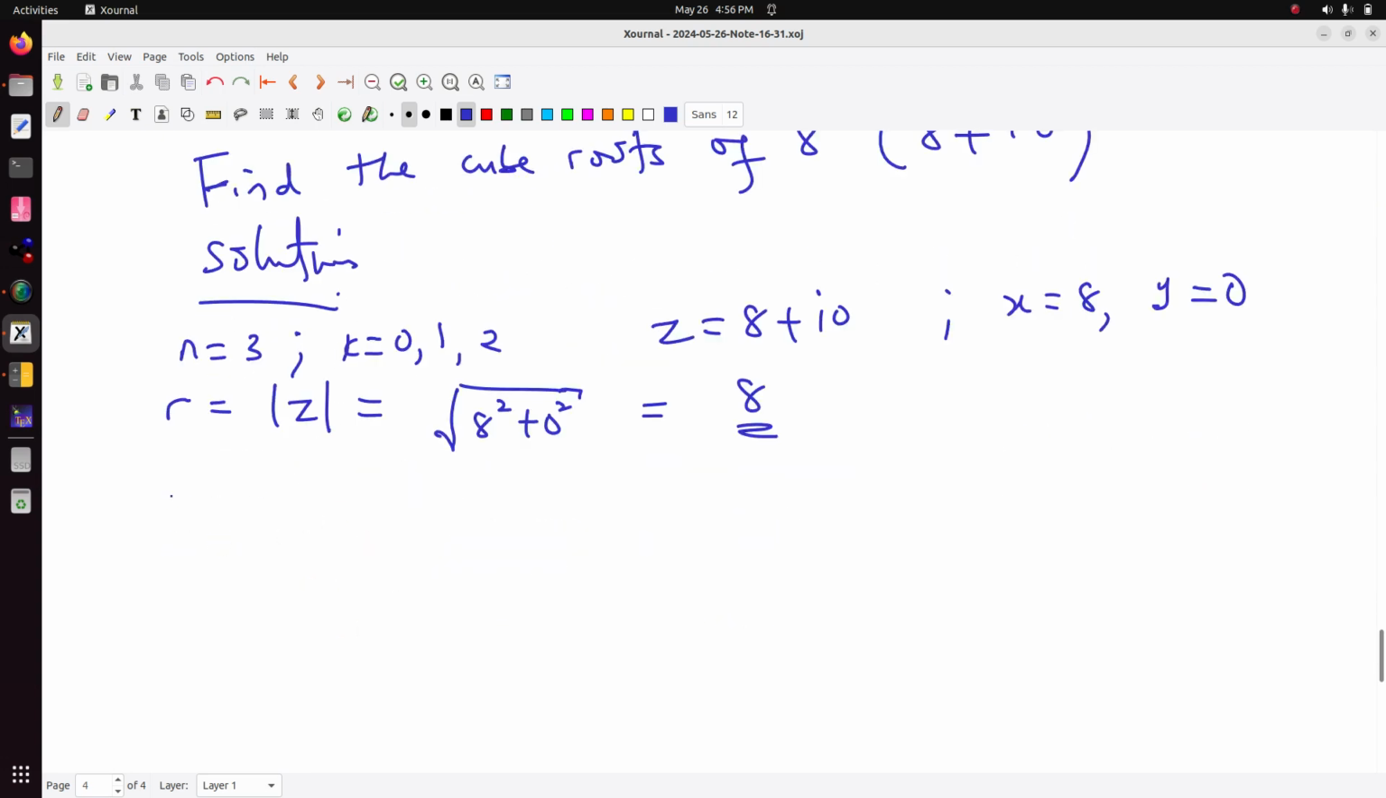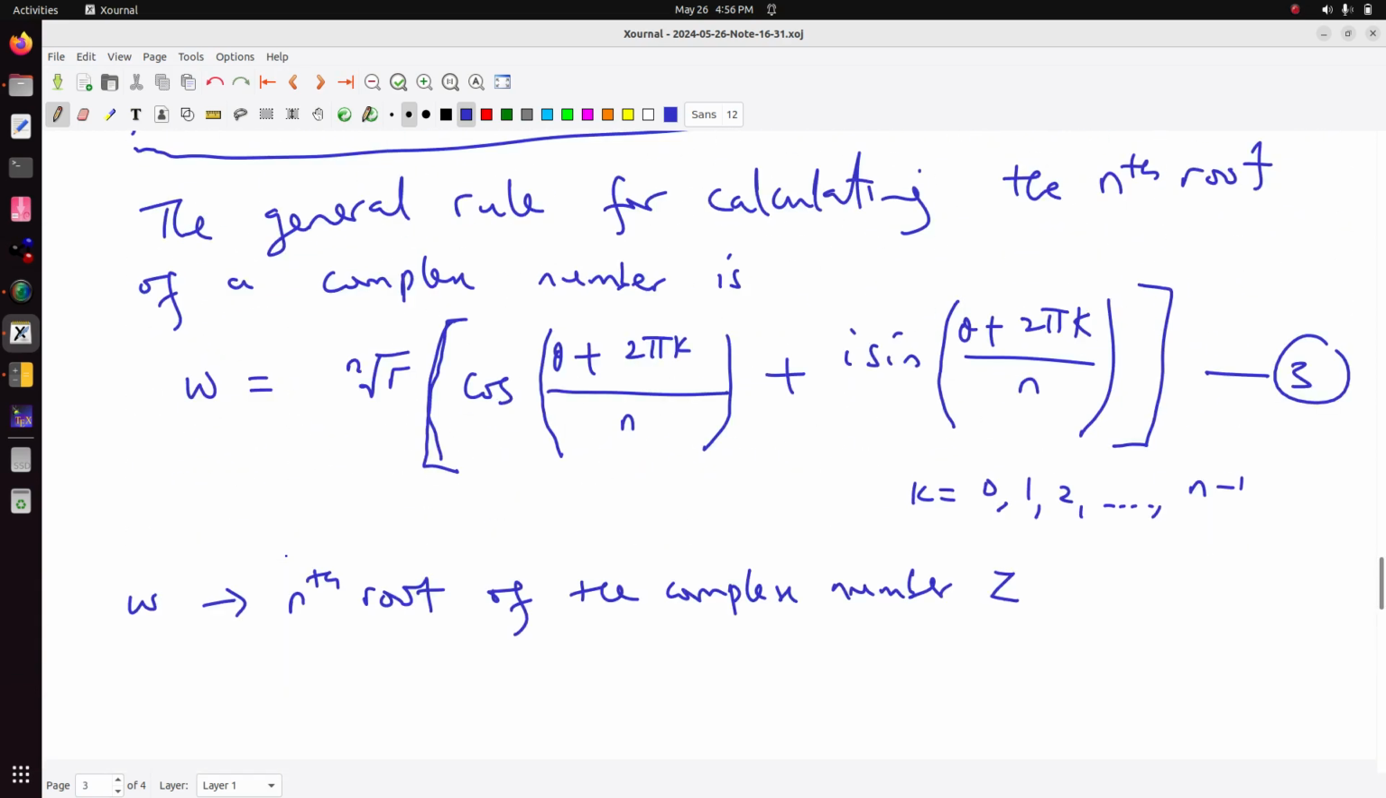Then the argument, which is theta, argument of z, is arctan of 0 over 8, which is arctan of 0, which is 0. All right. Now we have all the values that we need. So all we need to do now is to substitute those values into our equation 3.